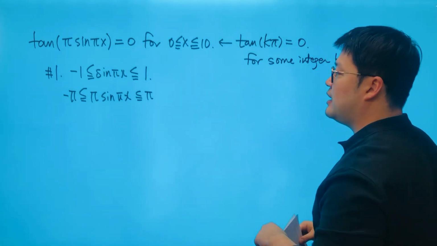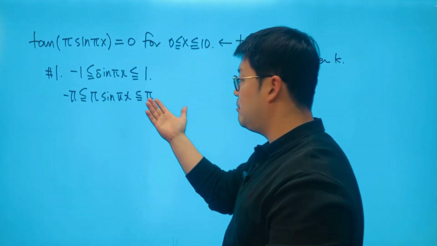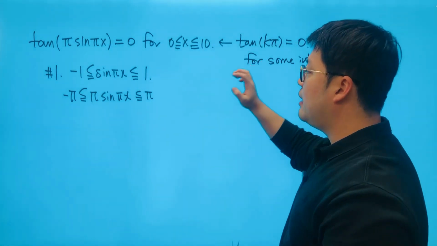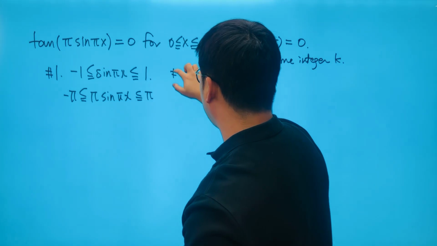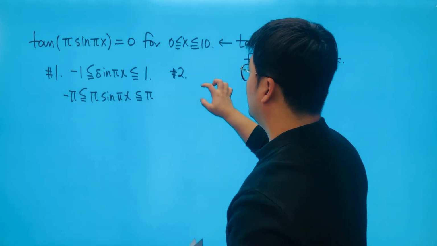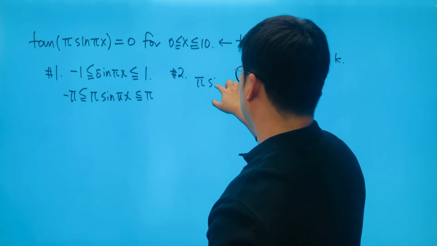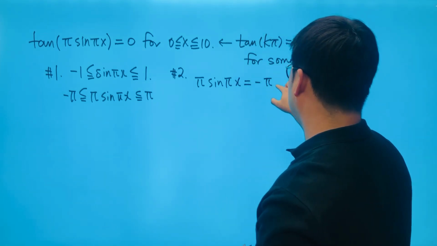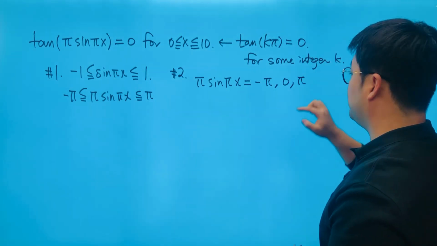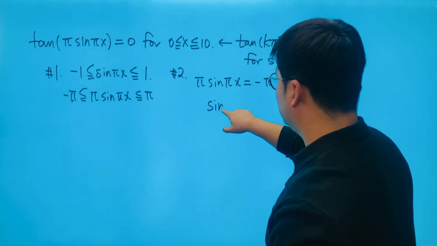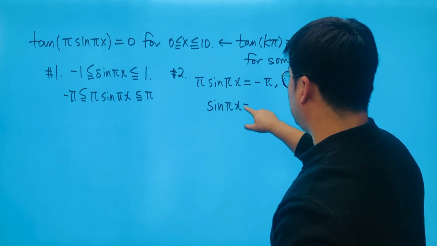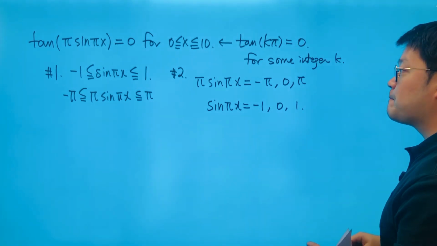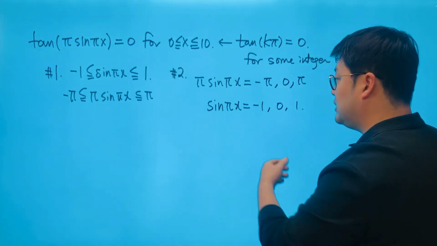And if I need to find all solutions such that pi sine pi x stays between -pi and pi, considering all the k pi's, we end up with 3 possible solutions. So we get pi sine pi x equaling -pi, 0, or pi. So for instance, we get sine pi x equaling -1, 0, and 1. Okay? Now, that being said, we can actually solve this.